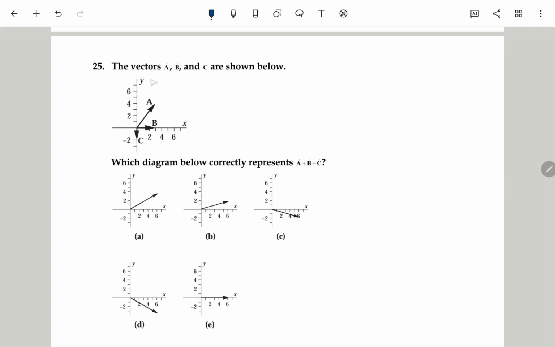The vectors a, b and c are shown below. These are three vectors here. Which diagram below correctly represents a plus b plus c? Now let's see here. Vector a, just leave it as is. Now you shift vector b and move the tail of b to the head of a. And remember, the length of vector b is equal to 3 units, so vector b must end up somewhere here.